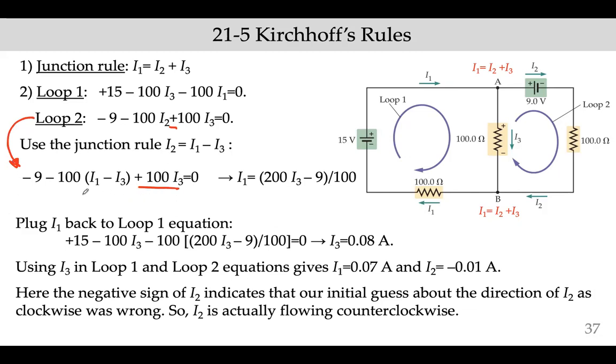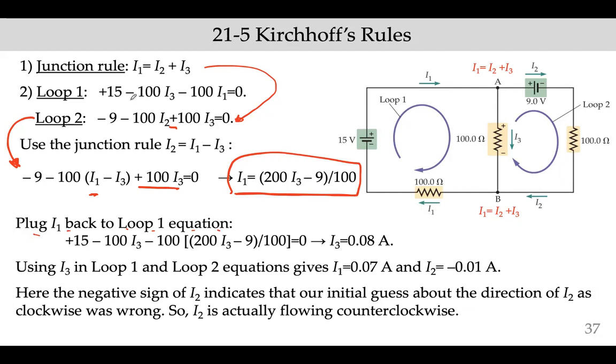And from here, I can solve for I1. So put this on the other side, also this term 9, and then divide by 100. What you find is I1, you can write it in terms of I3. So we basically combined the junction rule and the loop 2 equation to find this equation. Now plug I1 back into the loop 1 equation. Now I1 is in terms of I3.